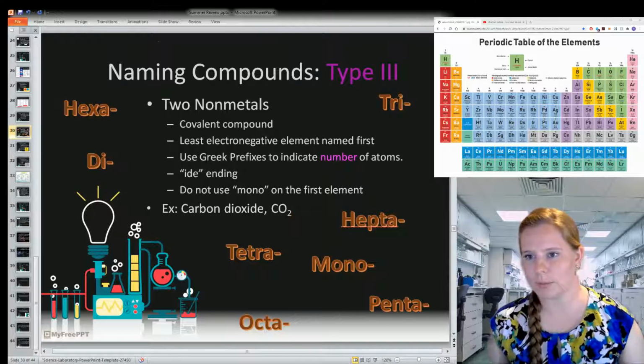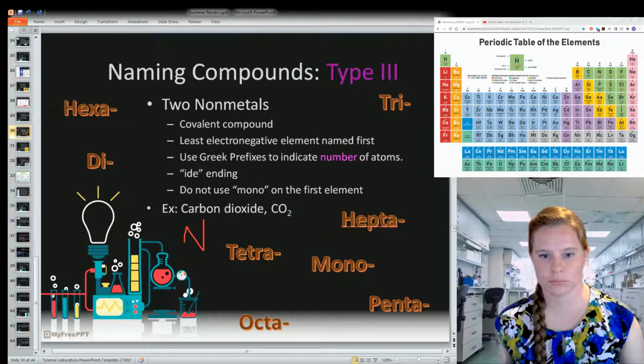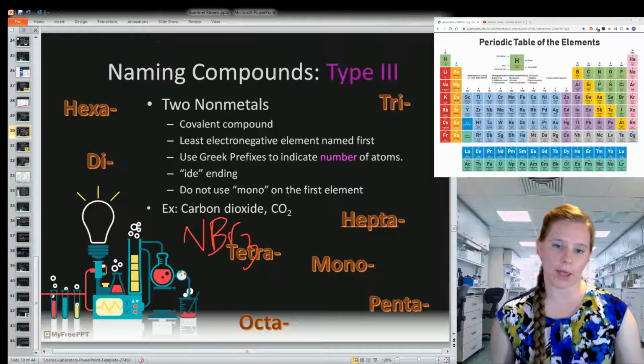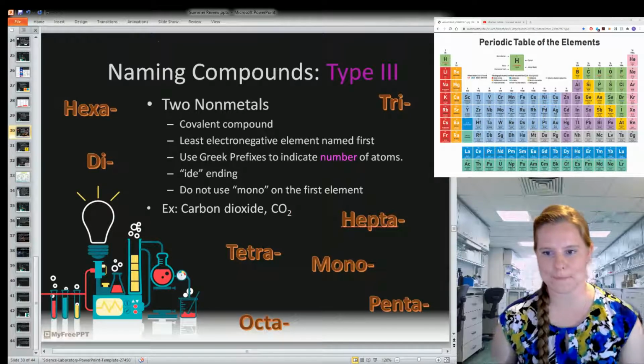All right, so let me give another example. Not even sure this is a legit compound, but NBr3. So nitrogen's a nonmetal, bromine's a nonmetal. So this would be nitrogen. Don't use mono, it's the first one. And then 3, tribromide. Okay, nitrogen tribromide, things like that.